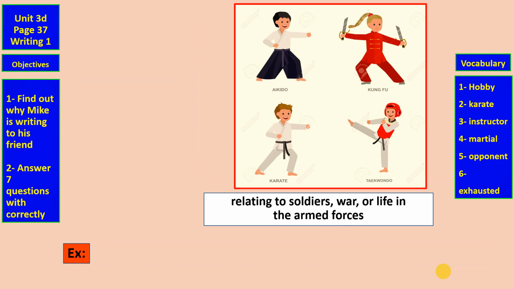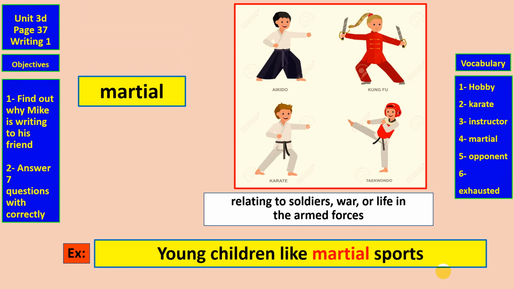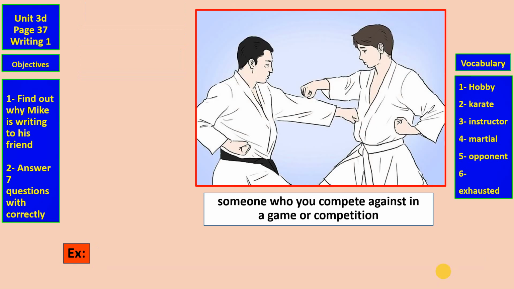Move to the next one. What do you think the suitable vocab for this picture is? We have something related to soldiers, war, or life in the armed forces. This one is martial. That's right. Young children like martial sports. That's right. Move to the next one.